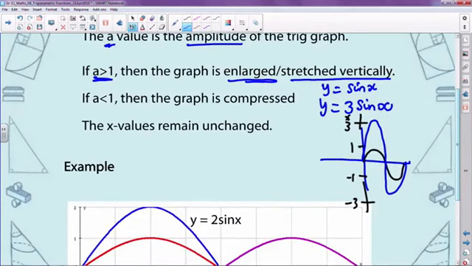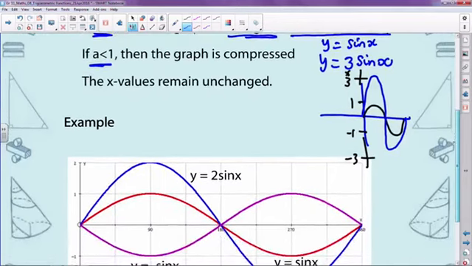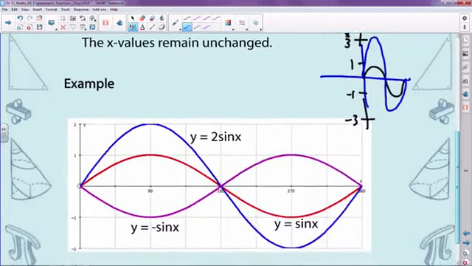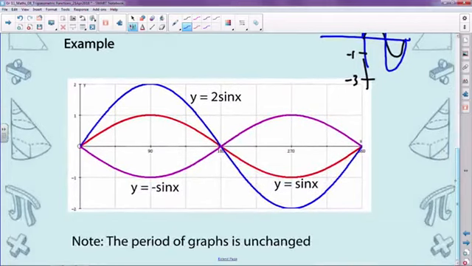And then now, if a is less than 1, the graph is compressed, okay? And the x value remains unchanged. Let's look at these two examples, all right? This is your y equals to 2 sine x. Now, if you look at that, you've got a 2. The initial graph was y equals to sine x. So what has happened to your graph? The amplitude changed from 1 to being 2.